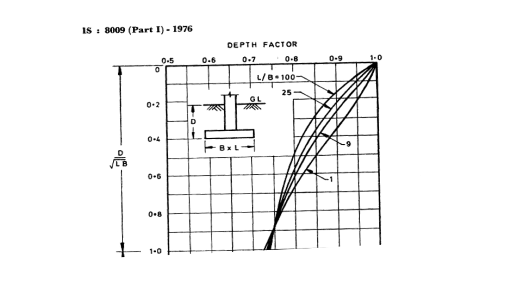The depth factor is given corresponding to L by B ratio and the factor D divided by root over L into B. In our case, L by B ratio is 1.5 and the factor D divided by root over L into B will be 2.5 divided by root over 15 into 10, which comes out to be 0.2. So corresponding to 0.2 and for the L by B ratio 1.5, the depth factor comes out to be around 0.95. Now this is the depth factor which we have to use in the settlement formula. Now applying the depth correction and rigidity correction, we find the corrected immediate settlement.